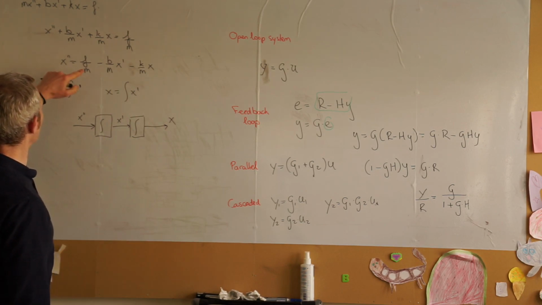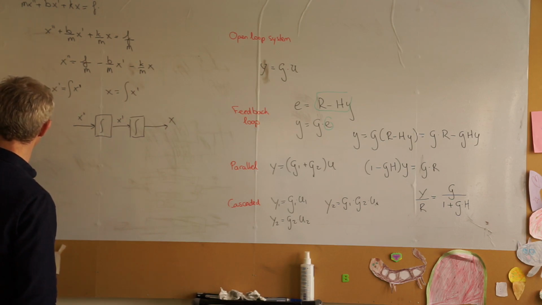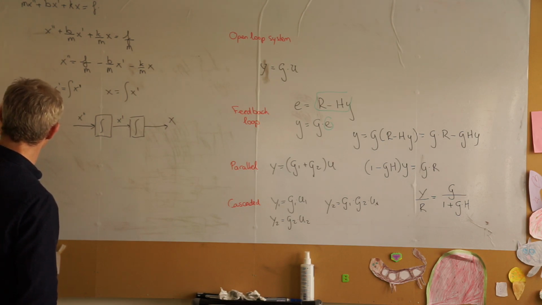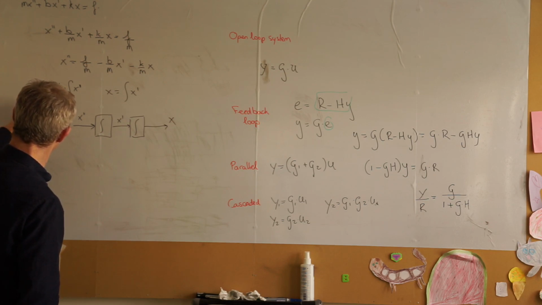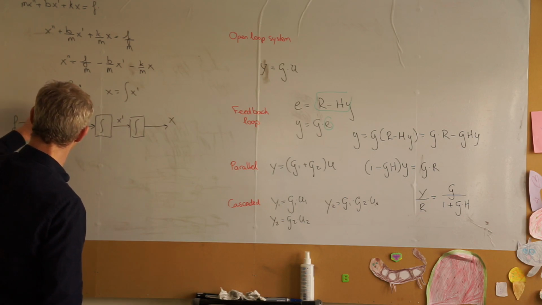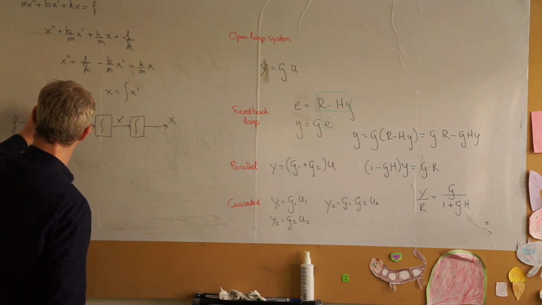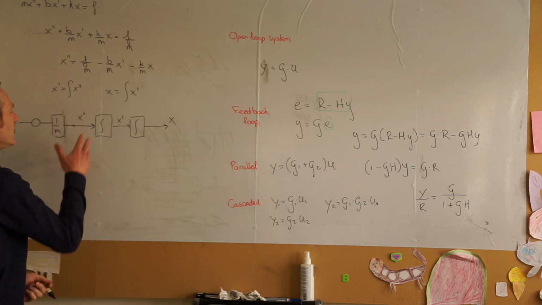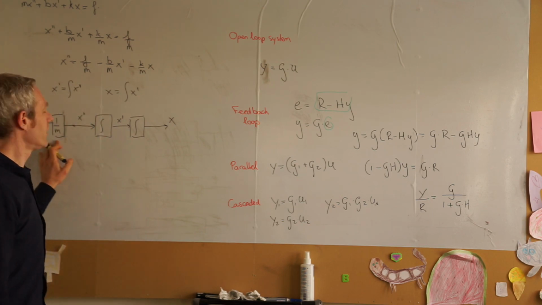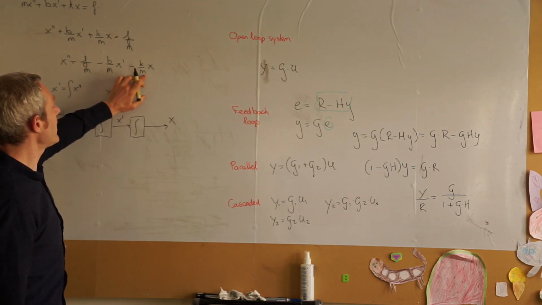Well, if we take a look back at this bit here, if I have f as an input, I can multiply that by 1 over m. And I will need to add a bit more, because now we only have f times 1 over m, but we still need to subtract b over m times x prime and k over m times x.